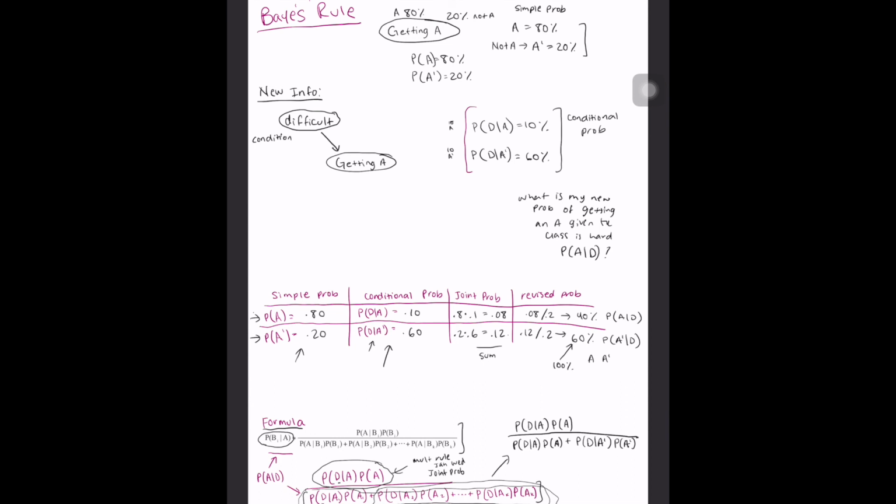So that's a little rundown of Bayes' rule. And if you have any questions, you could ask me. And hopefully this helps you to understand the basic concepts of conditional probability, simple probability, and joint probability.